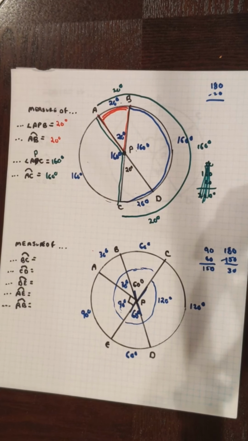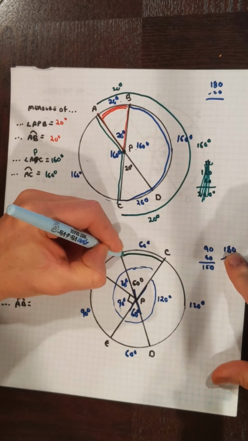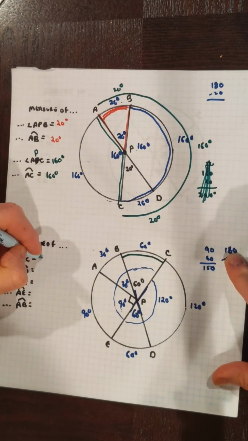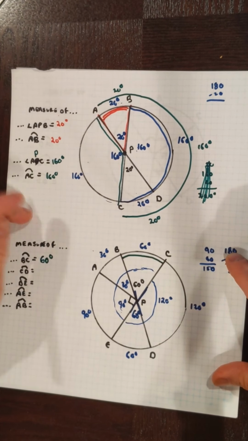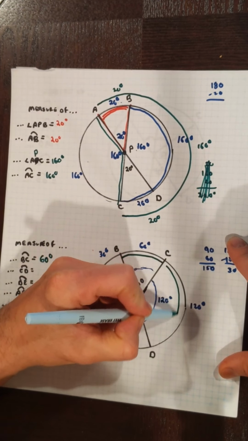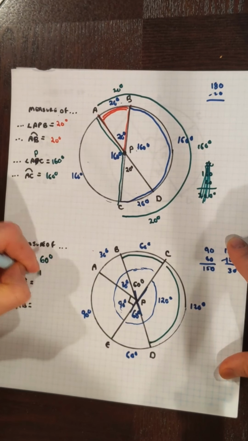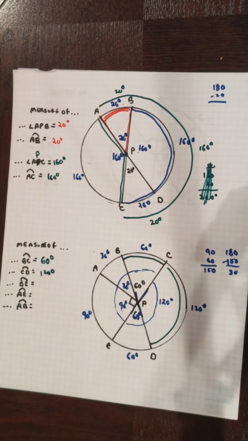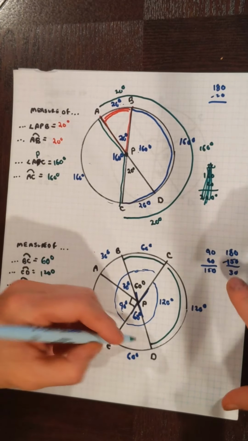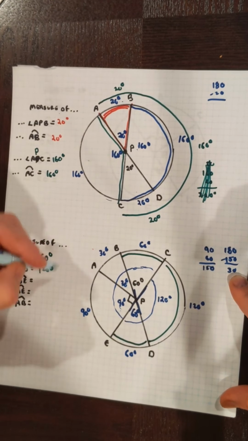First one is arc BC. Here's BC right here. That's nice. I don't have to do any work. It's just 60 degrees. Now let's see where CD is. CD is located here. That one I don't have to do any work for. It's just 120. Now let's look at DE. DE is pretty nice too. DE is right here. That arc is 60.